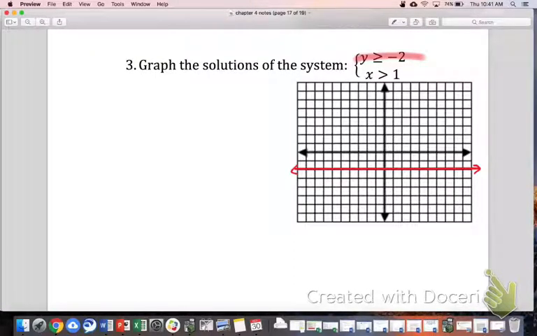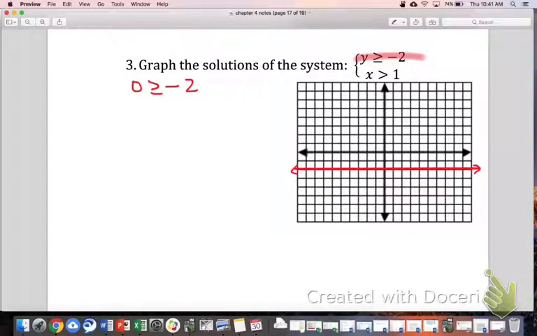Are we going to shade above that or below that? And what do we usually do to figure that out? Fill in 0, 0. Do you see how 0, 0 is above the line? So we're testing out that above region to see how this works out. So my test would look like this: 0 is greater than or equal to -2.